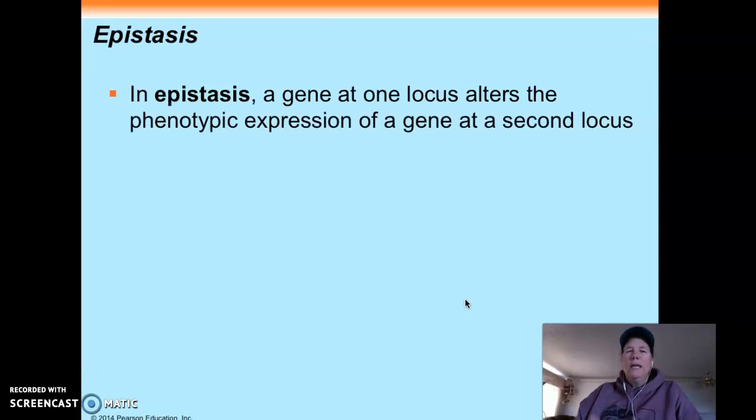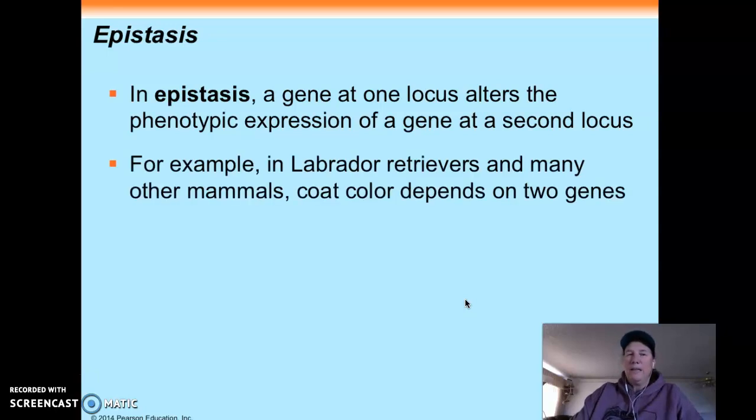Epistasis means there's a gene at a certain spot and it gets altered. And so it alters the expression of another gene. So it basically interferes with another gene. And that can happen.